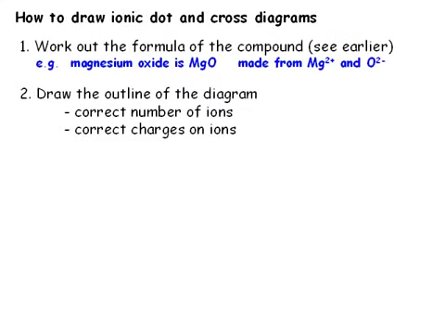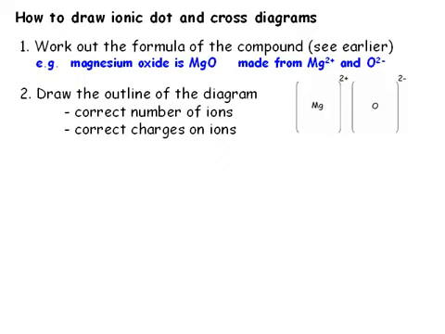Let's do a worked example. Magnesium oxide is made of Mg2+ ions and O2- ions. If we swap the valencies and simplify, since both divide by 2, we have the formula MgO. This means that we need only one magnesium ion and one oxide ion. We can draw these in square brackets and put the correct charges on them.